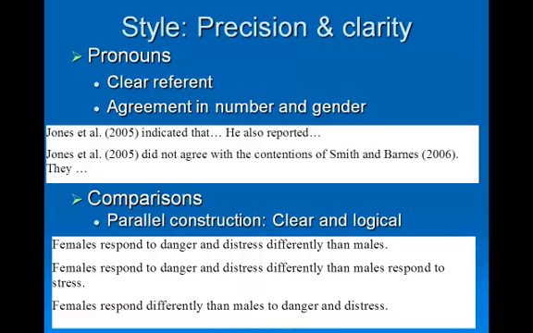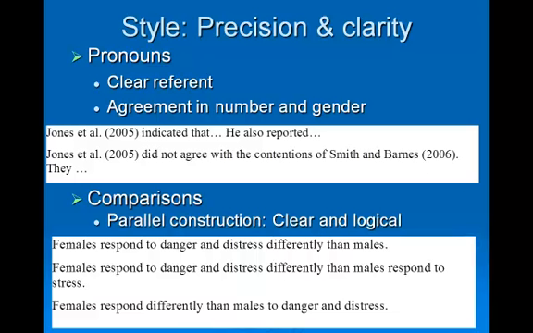Because if we had parallel construction, everything that was in the first part, because it's A is more than B, so females respond to danger and distress differently than. So after the "differently than," if we had full parallel construction, we would have all the same stuff on the back end with the thing it's being compared to. We don't. All we have is males. We don't have males responding to danger. So the second one is a fix.